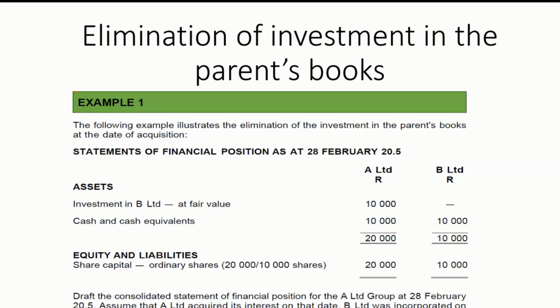So we read through the question, right? The question says to draft the consolidated statement of financial position for the A Limited Group at 28 February 20X5. Assume that A Limited acquired its interest on that date. So on that date, the parent company acquired the interest in B Limited. And B Limited was also incorporated on that day.